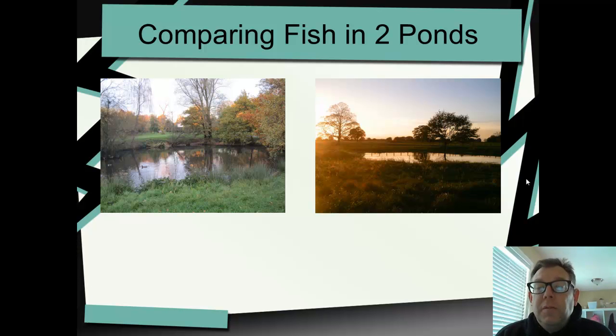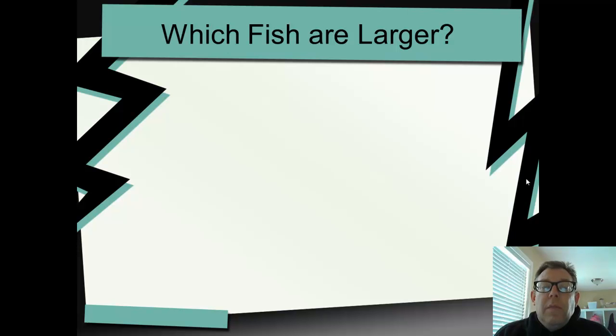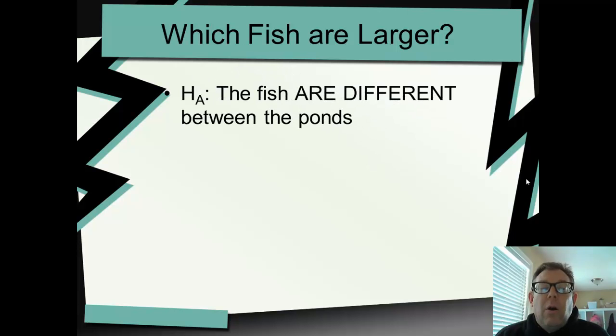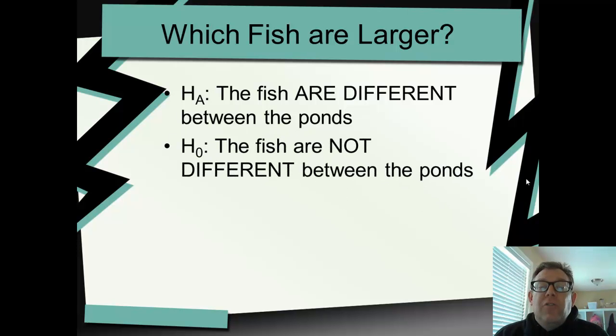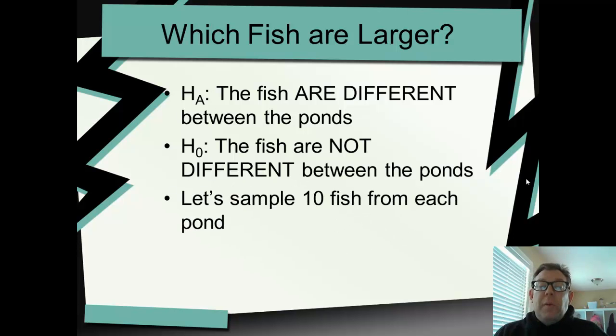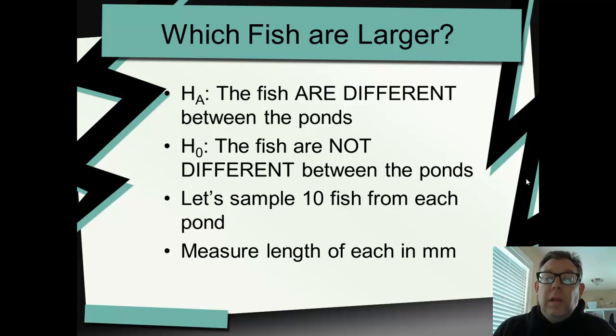So here are two ponds, and you'll recall that the question is, are the fish larger in one pond or the other? And our alternate hypothesis is that the fish are different. We think that one of those ponds has larger fish. Again, otherwise, why would we even do the study if we didn't think this was true? But we assume that the fish are not different between the ponds, and that's the null. And so we've taken the sample and we're trying to collect data to decide whether or not we can reject that null. So we got 10 fish from each pond, and we measured the length of each fish in millimeters.